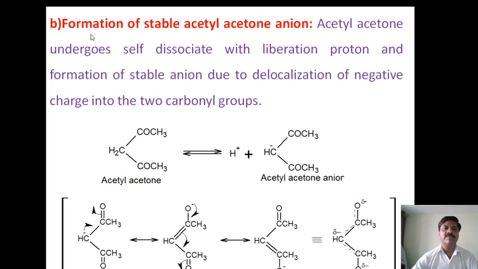Second one is formation of stable acetyl acetone anion. Acetyl acetone undergoes self dissociation with liberation of proton and formation of a stable anion due to the stabilization of negative charge between the two carbonyl groups. Therefore, acetyl acetone undergoes self dissociation to form H plus ion, and the acetyl acetone anion will be formed. Now here, if this anion undergoes stabilization, then we say it is more acidic, otherwise it is less acidic. Therefore, here the negative charge will be there.